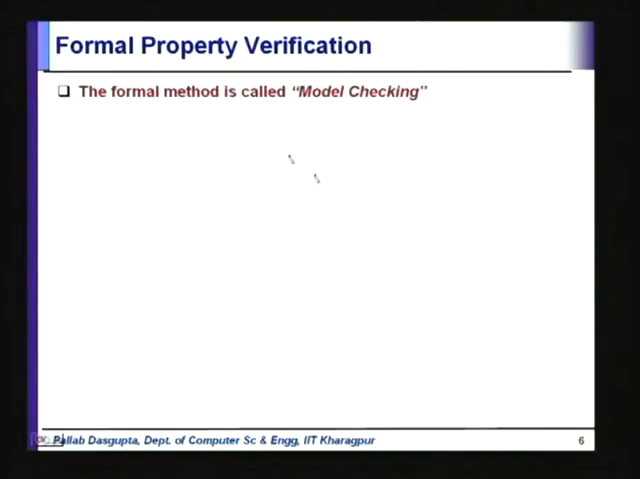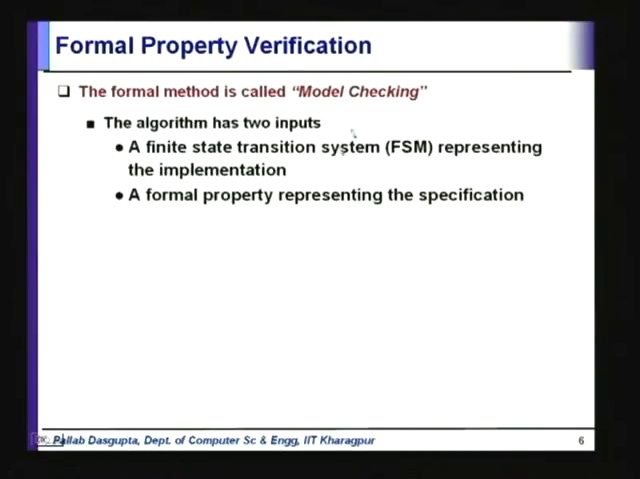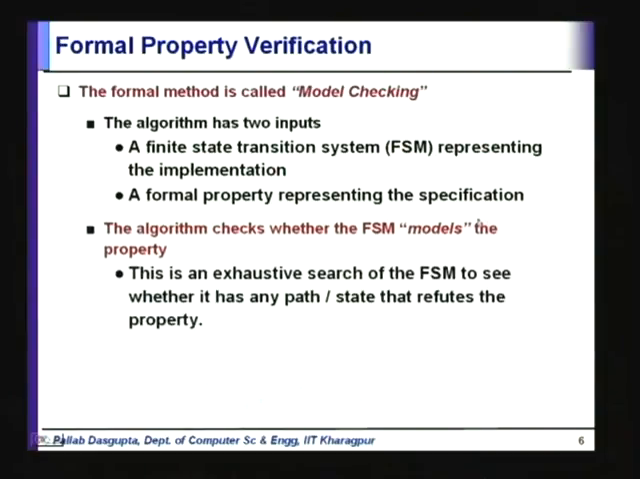So, the formal method behind formal property verification is called model checking. The algorithm has two inputs, a finite state transition system representing the implementation and a formal property representing the specification. The algorithm checks whether the FSM models the property. This is an exhaustive search of the FSM to see whether it has any path or state that refutes the property.